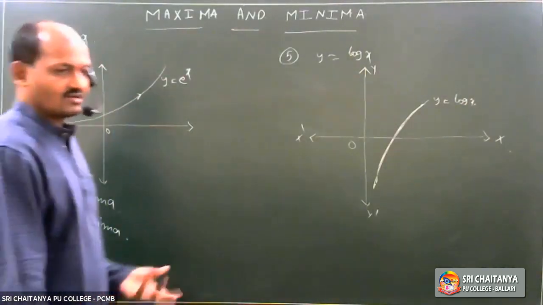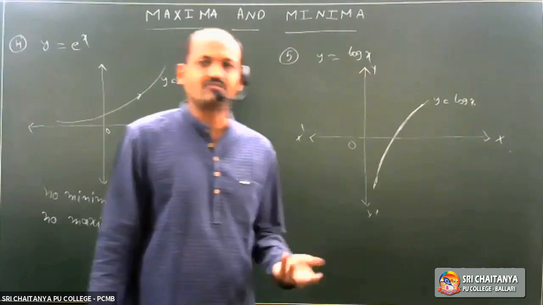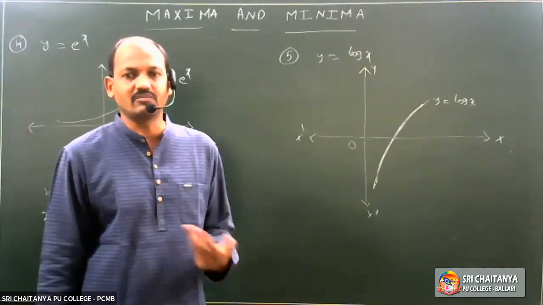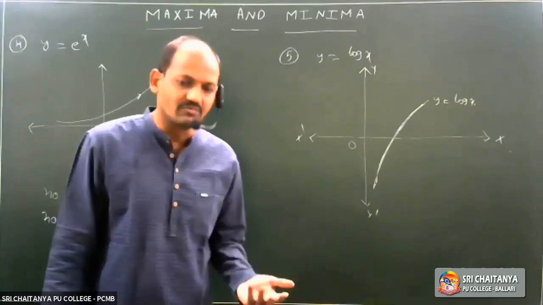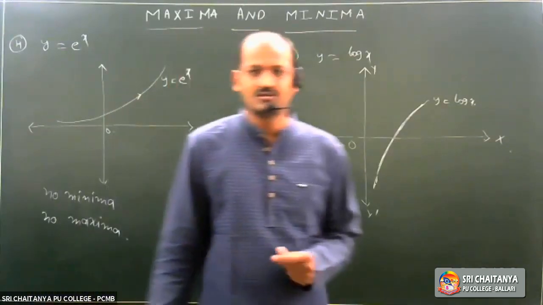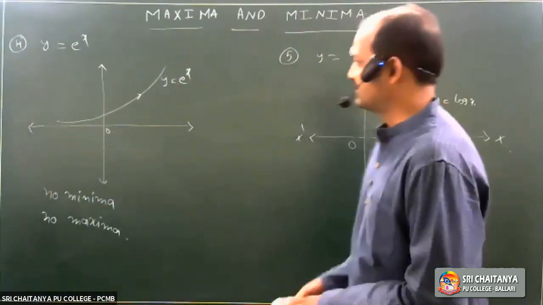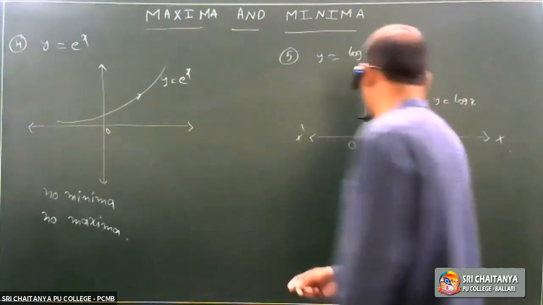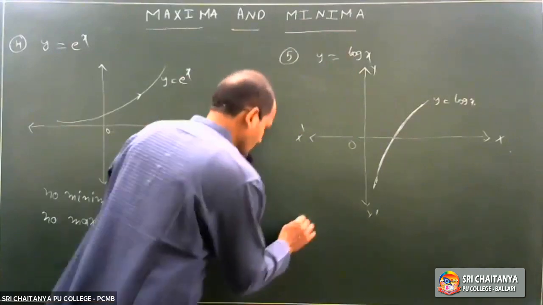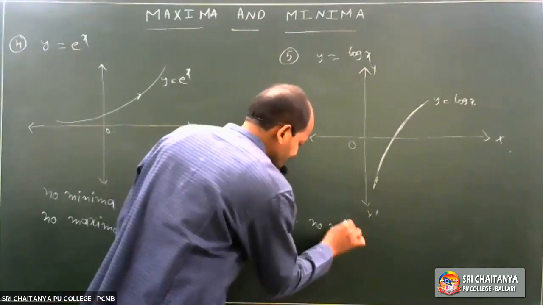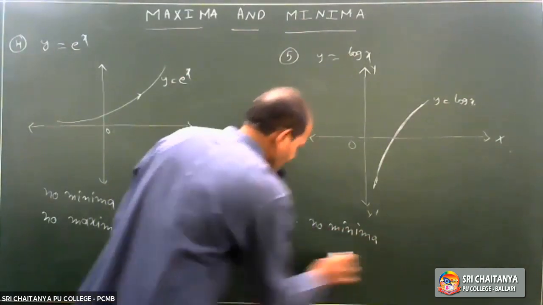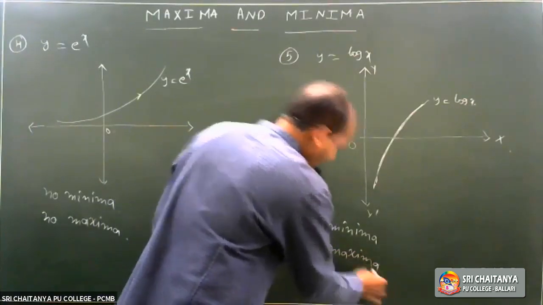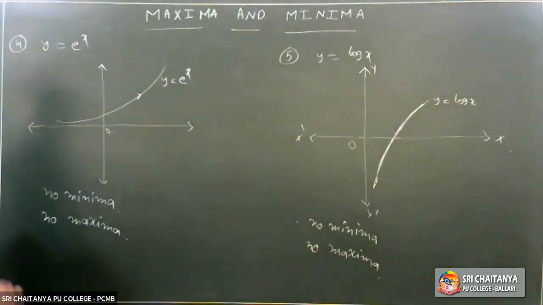If the function or curve has turning points, we can easily calculate whether it has maxima or minima, or absolute maxima or absolute minima. But in this graph, there are no turning points, therefore no minima and no maxima. Neither maxima nor minima.